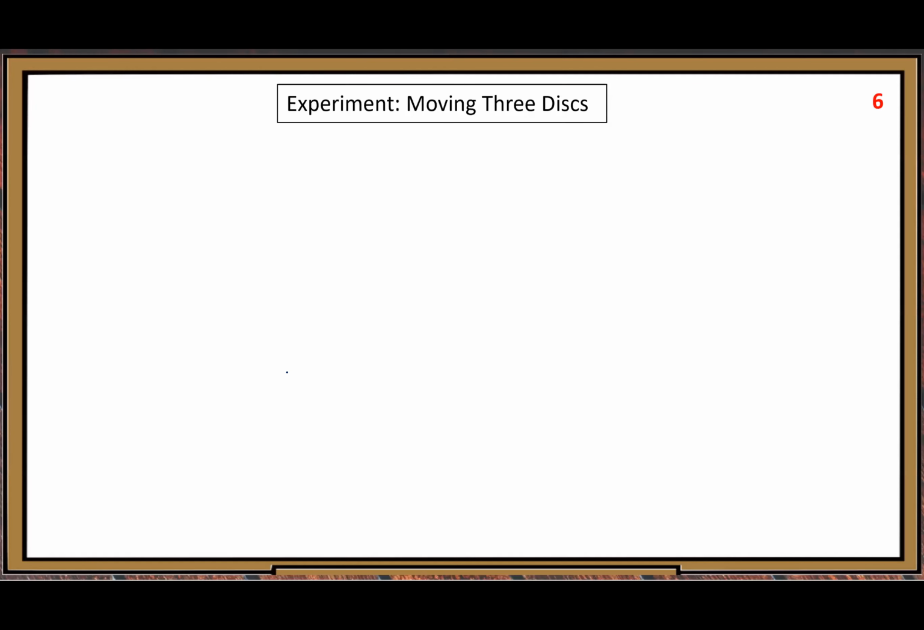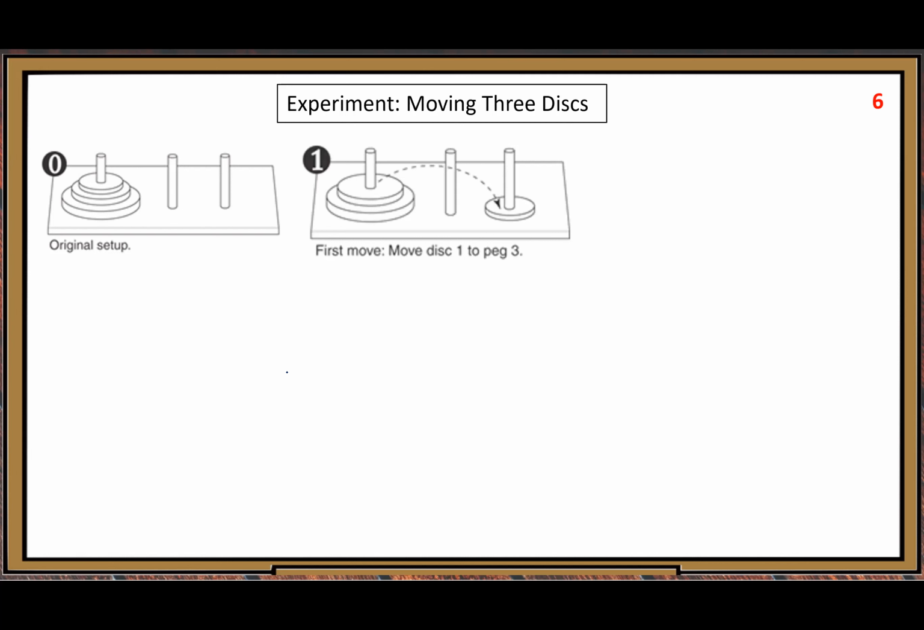Here, I use a diagram to do the experiment. So when we start, this is the starting point, step 0. In step 0, we have this state. Now, our next step: move the smallest disk to peg 3. That's legal, right? The 3 rules, no violation here.